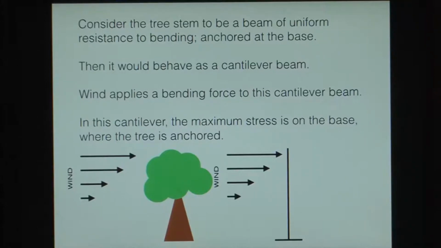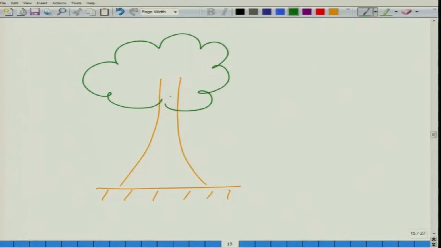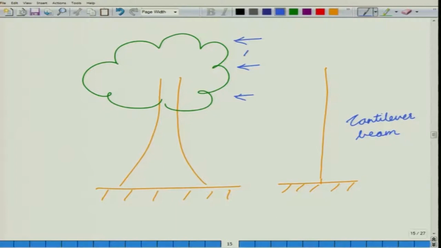So, as before we have a tree that is anchored to the soil, and we are trying to consider this as a beam of uniform resistance to bending which is anchored at the base. Now, this beam is also known as a cantilever beam. Now, wind applies force to the tree, and in the case of a cantilever we apply this force at the very top end.